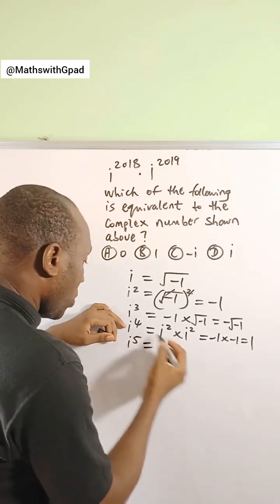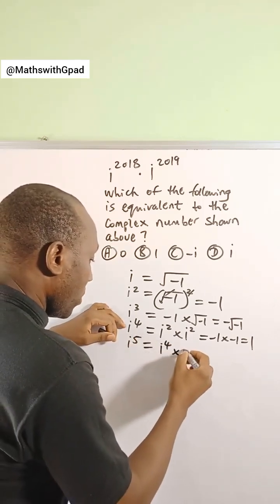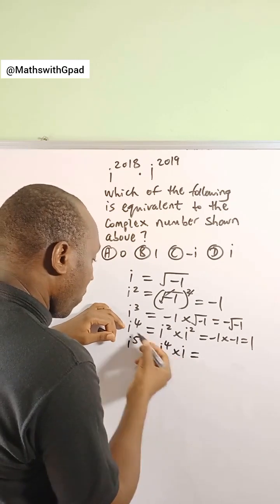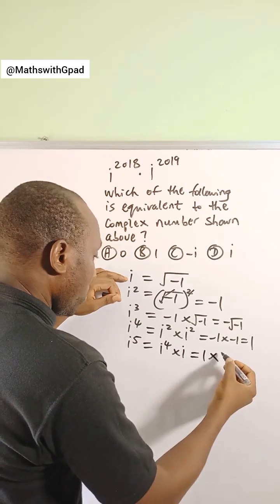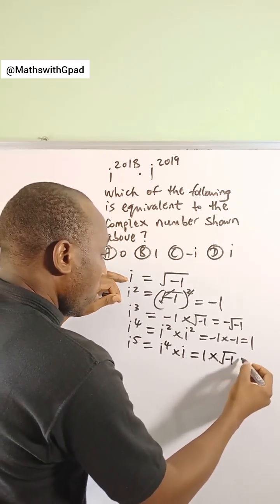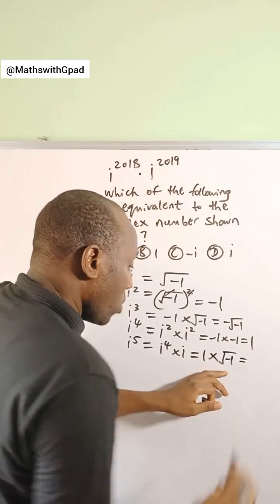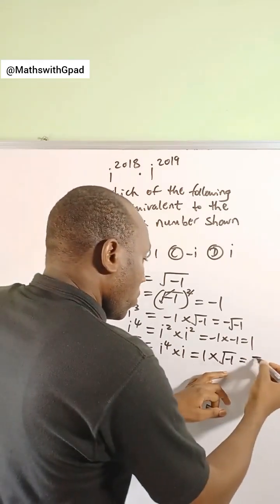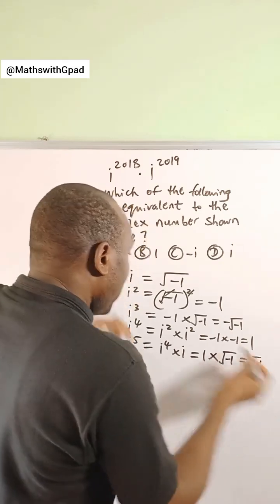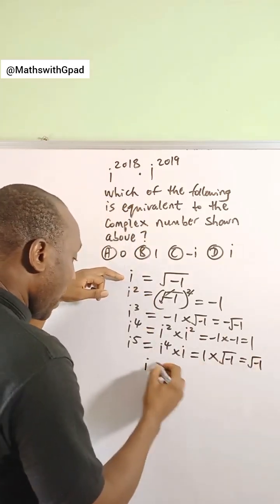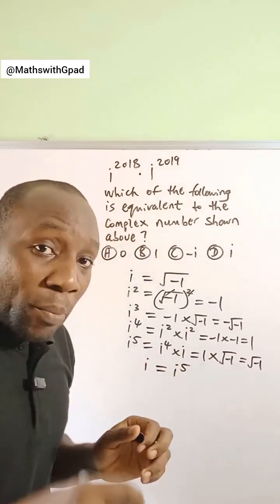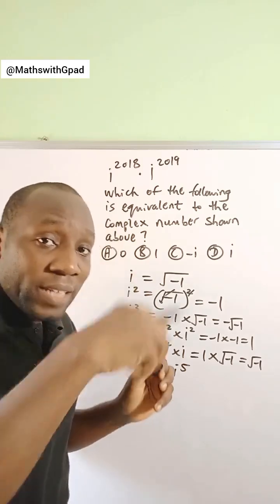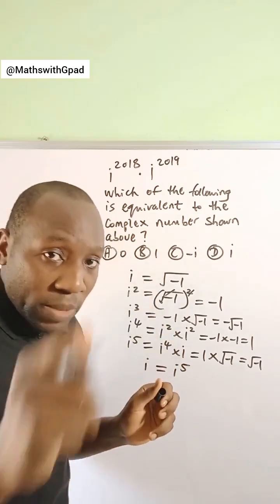It is i raised to 4 times i. What is i raised to 4? It is 1. What is i? The square root of negative 1. So 1 times the square root of negative 1 is the square root of negative 1, which is the same thing as i. So you can see that i is also equal to i raised to 5, which means the powers of i cycle every 4 steps.